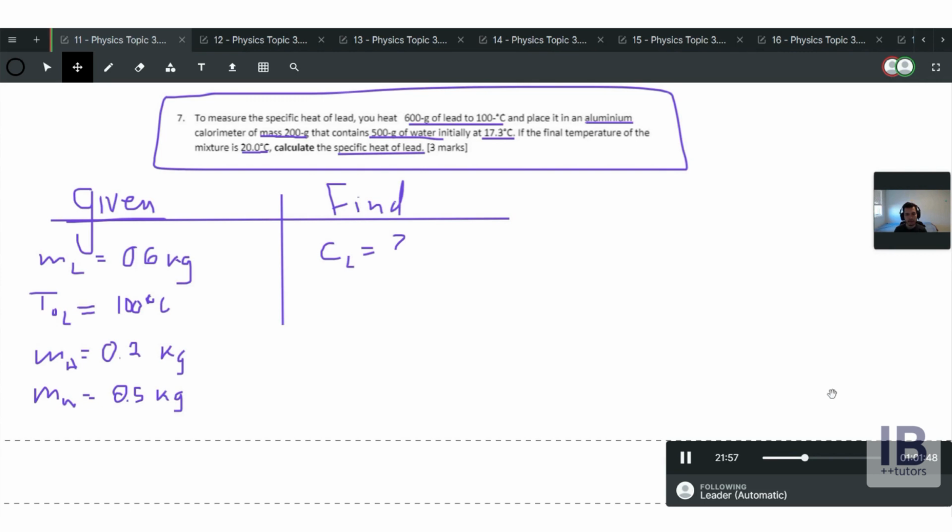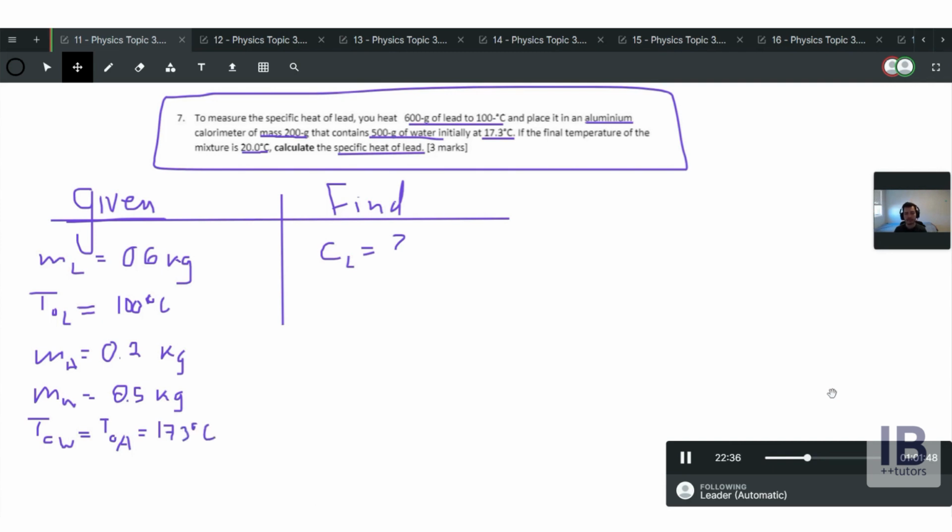So here's the thing. It says they place it in an aluminum calorimeter of mass 200 grams that contains 500 grams of water, initially at 17.3 degrees Celsius. So is this 17.3 degrees Celsius the water, the aluminum, or both? It's both. They're at equilibrium. Exactly. So we would say T naught of W equals T naught of A, which equals 17.3 degrees Celsius. What's the last piece of information that we know?